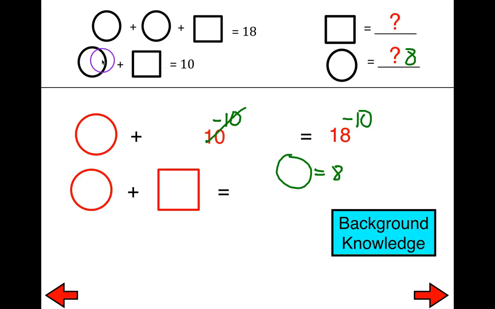From there, we went ahead and plugged in our values for circles, which we claimed to be 8. 8 plus a square equals 10. What should the value of a square be? We got that the answer is 2. So after that, we just double checked our work. 8 plus 8 is 16 plus 2 is 18. So that works out. 8 plus 2 is 10. 10 does equal 10. That also checks out.